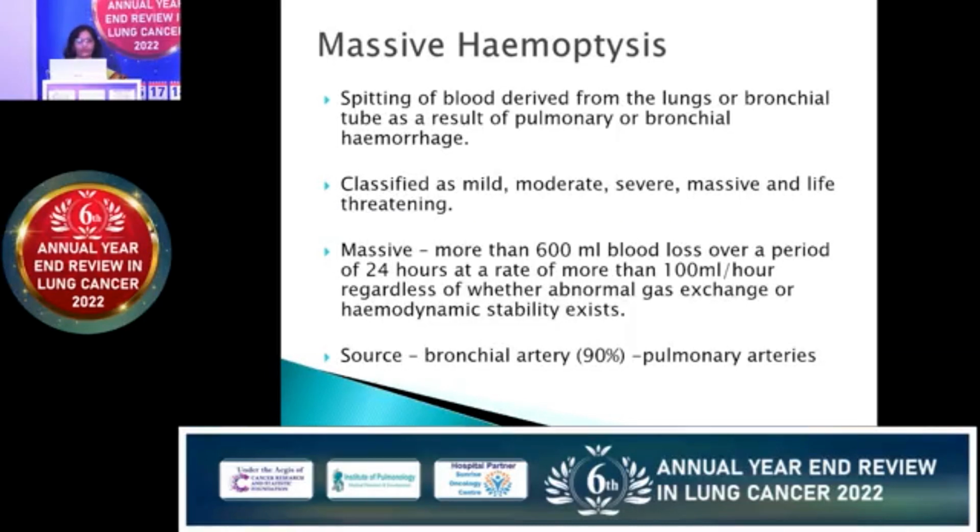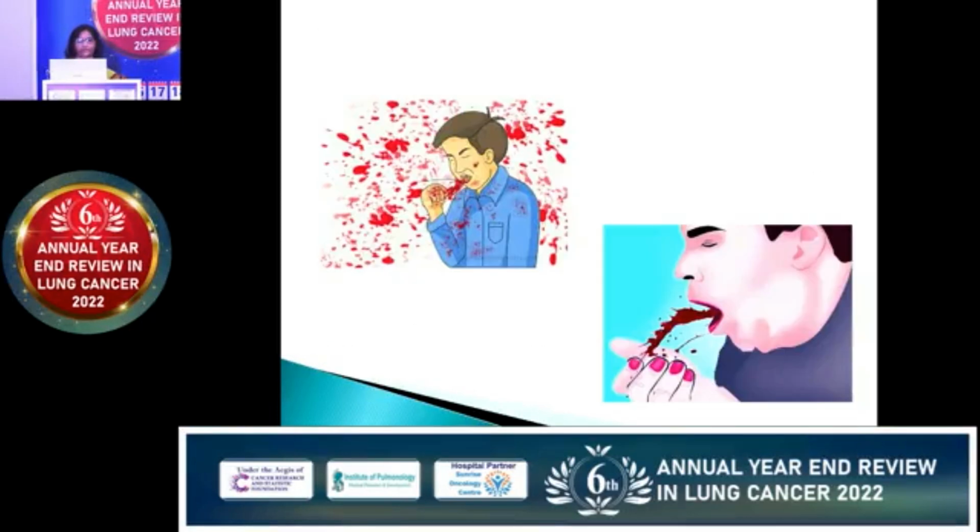The source of massive hemoptysis is from the bronchial artery and the pulmonary arteries. Here in this picture, you can see, a patient may say, I have just spit it out, but some patients will be just, when you give a kidney tray, it will be full.